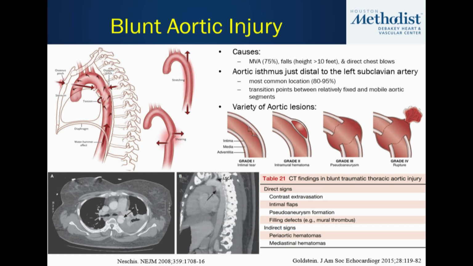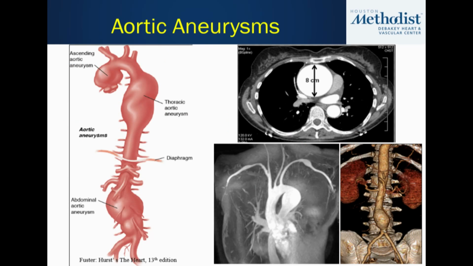But you should know that blunt injuries of the aorta can be common. They're commonly seen with car accidents or patients who fall from extreme heights. The isthmus of the aorta is the most susceptible, because it's a transition point between a fixed and a mobile aorta. You can have very serious findings there, such as intimal flaps, extravasation of contrast, pseudoaneurysms, and the like. So it's just something to be aware of.